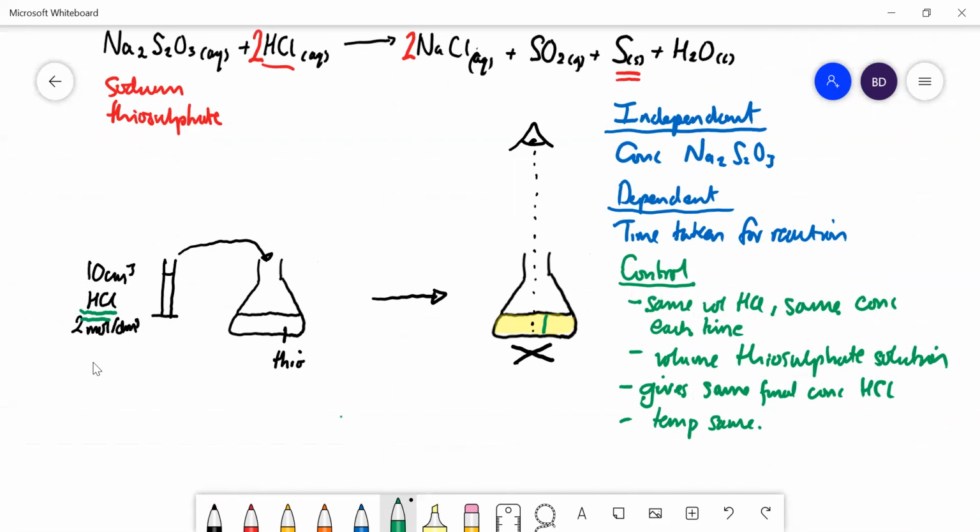It's not a very exothermic or endothermic reaction. Temperature doesn't change much during the course of the reaction. Okay, so that is the independent, the dependent, and the control variables to this experiment.